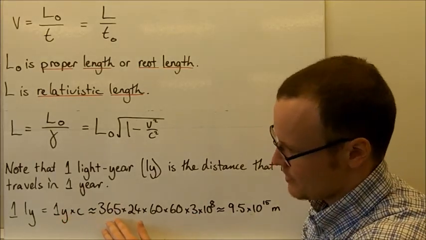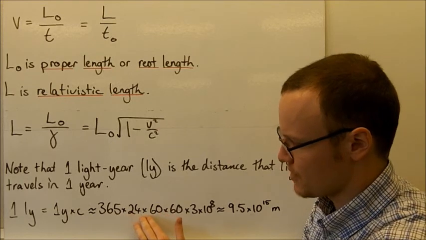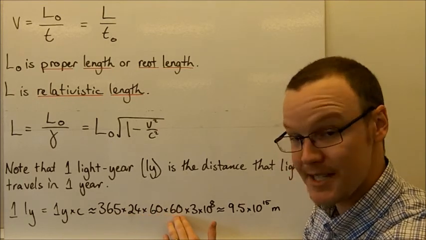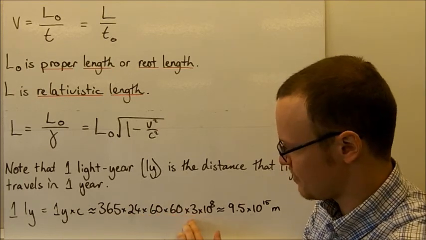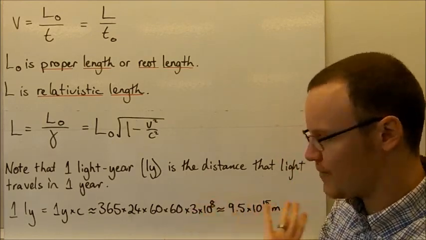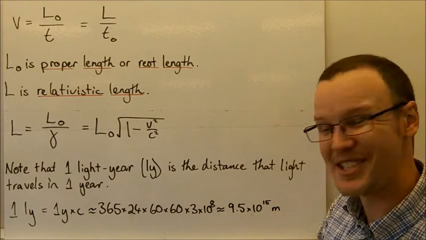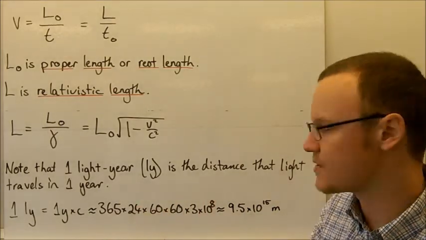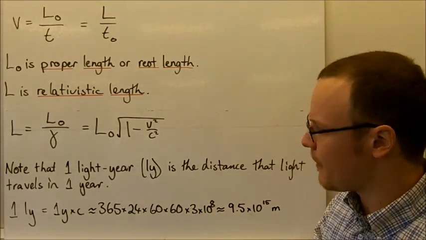So 1 year is 365 days multiplied by 24 hours multiplied by 60 minutes multiplied by 60 seconds multiplied by the speed of light, which is about 3 times 10 to the 8 metres per second. So that value is approximately 9.5 times 10 to the 15 metres. Very large distance, very, very large distance indeed.